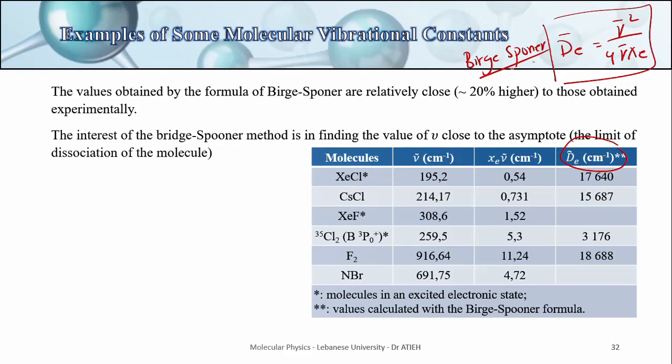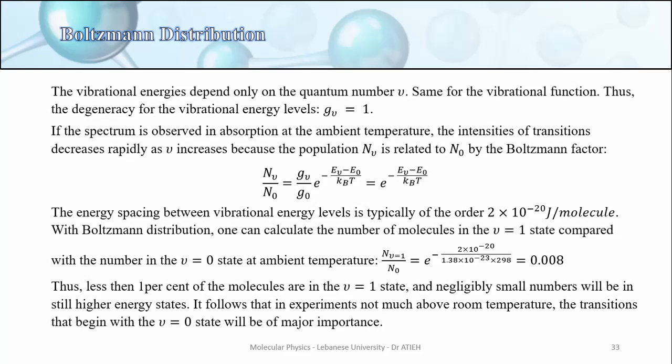Okay. This is the last topic in this chapter, about the Boltzmann distribution and why the level nu equals 0 is the most occupied level. So the vibrational energies depend only on the quantum number nu. As you have seen, the energy depends on nu. Same for the vibrational function, thus the degeneracy for the vibrational energy levels is 1. So the degeneracy is 1. It's simple.